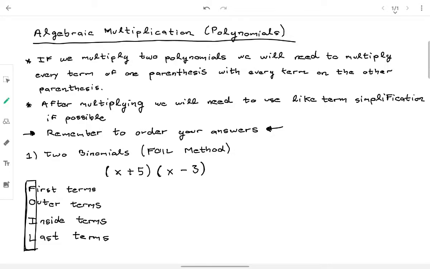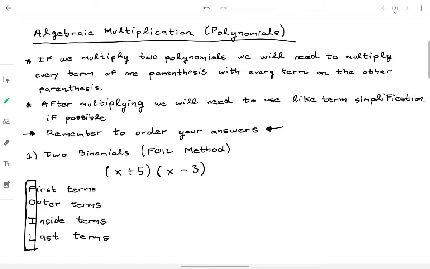Today's topic is a continuation of last topic. It's called algebraic multiplications, but we are focusing today on polynomials. So the first thing we need to know is that if we multiply two polynomials, we will need to multiply every term on one parenthesis with every term on the other parenthesis. So that's going to be the important part.